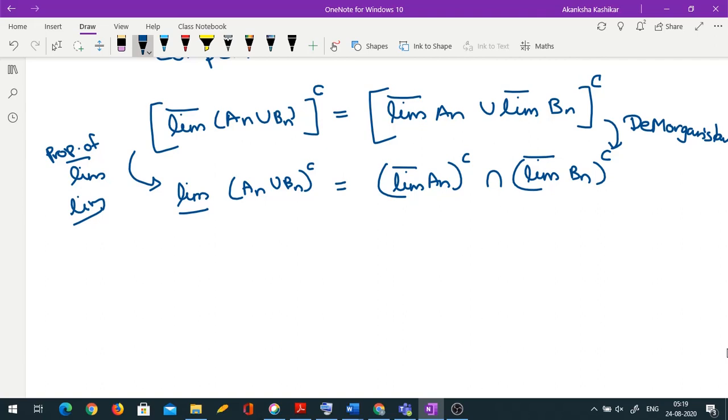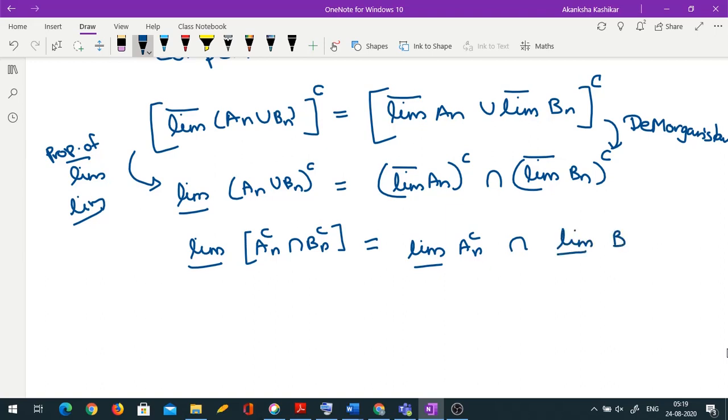Okay. So the left hand side becomes lim inf of (An union Bn) whole complement, which by De Morgan's law is An complement intersection Bn complement. Okay, and this would become lim inf of An complement intersection with lim inf of Bn complement. So what we have is lim inf of An complement intersection Bn complement is equal to lim inf of An complement intersection with lim inf of Bn complement.